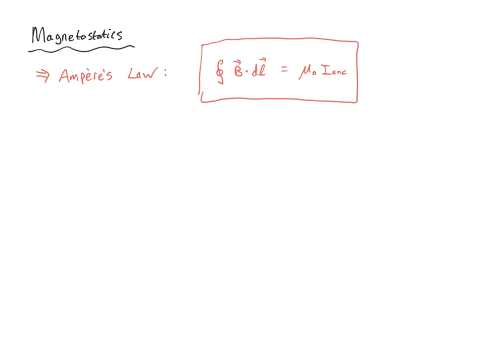In the last lecture, we derived Ampere's law in integral form, and here it is. On the left-hand side, we have a line integral of the magnetic field around some closed loop, which we call an Amperian loop. On the right-hand side, we equate this to the total amount of current passing through that loop.